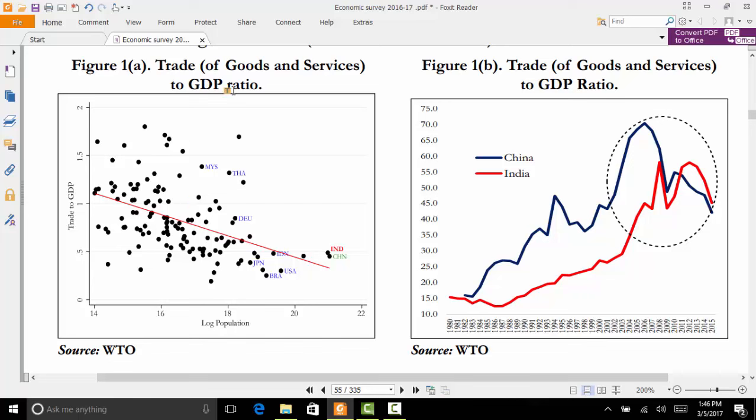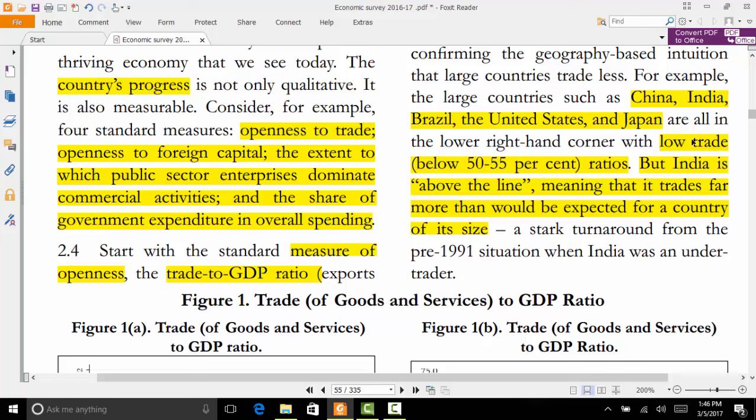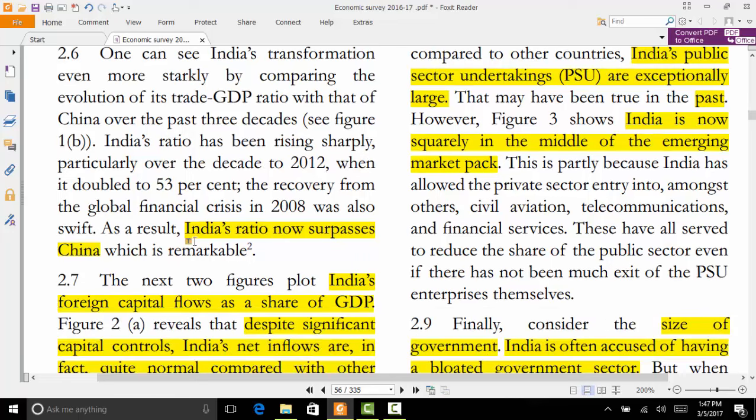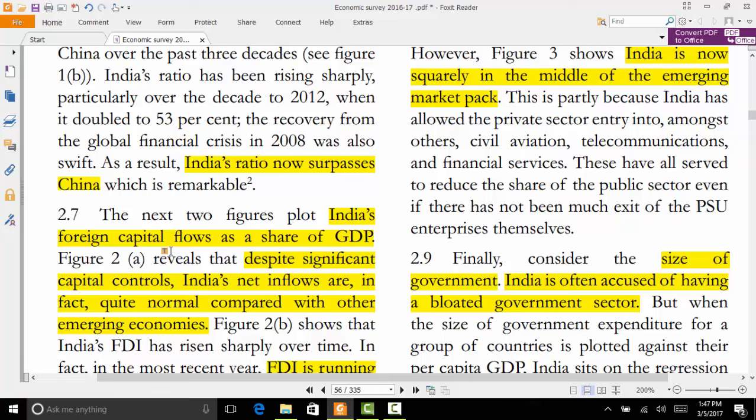Even if you see here, this is the graph, trade of goods and services to GDP ratio. So see, India, China, US, Brazil, Japan, all are in this right lower corner, right. It shows their trade to GDP on the lower end than the other countries, right? But India is above this line. It means though it is in the lower end, it is still higher than other countries in terms of its largeness in this age. So it says low trade ratios, but India is above the line, meaning that it trades far more than would be expected for a country of its size. So you understand that point, I believe. India's ratio now surpasses China as well, which is remarkable. That's why you say India trades more than China.